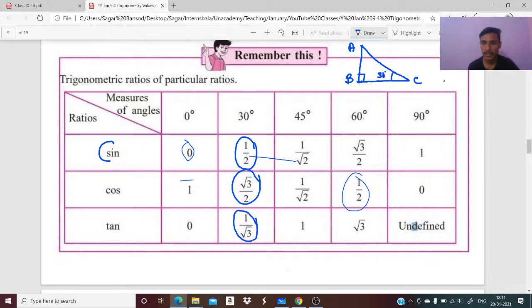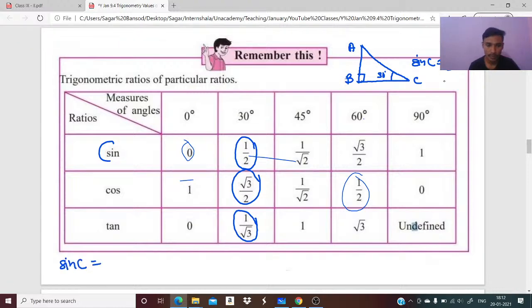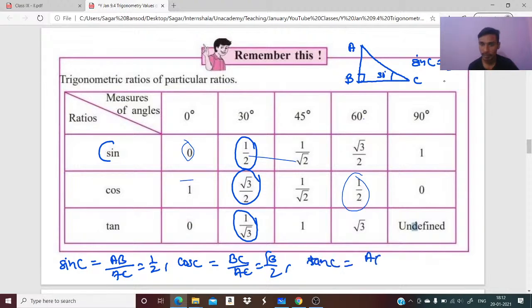For this angle C, you can directly tell me that sine C will be equal to half, cos C will be equal to root 3 by 2, and tan C will be equal to 1 by root 3. Let me write here. My sine C, which is AB upon AC, will be equal to half. My cos C, which is BC upon AC, will be equal to root 3 by 2. And my tan C, which is AB upon BC, will be equal to 1 upon root 3.